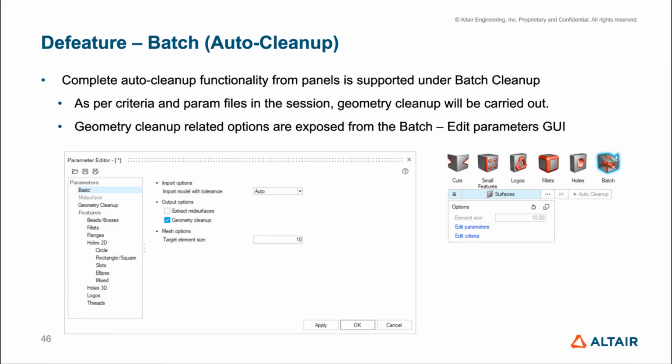These options which are related to geometry cleanup are only shown when you go from the batch and click on the parameter. So we don't show all of the options, so it becomes easier for the users to understand what exactly is carried out under the batch auto cleanup, the geometry cleanup. So you can see all of these things that are shown. You can see that the quality correction and unwanted things which are related to meshing have been removed in the geometry cleanup, which is the auto cleanup functionality.